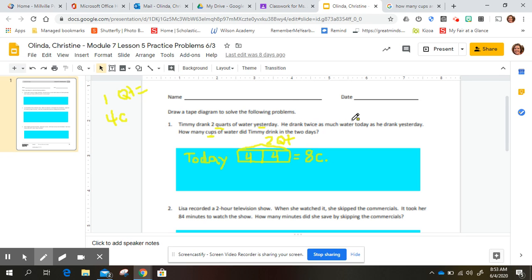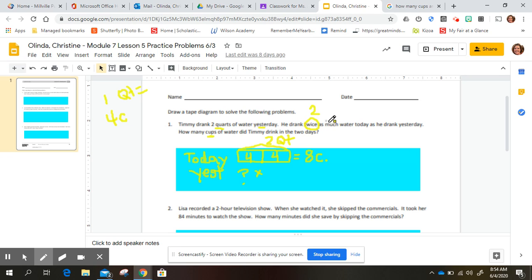He drank twice as much water today as he drank yesterday. So that means yesterday, and I'll just put YES for yesterday, he did not drink twice as much as today. Today he drank more. So yesterday the answer has to be less. So it's going to have to be a number times, and now twice means 2. So if you did something twice, it means you did it 2 times.